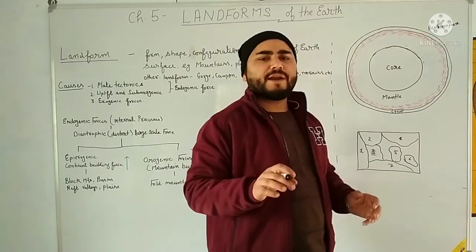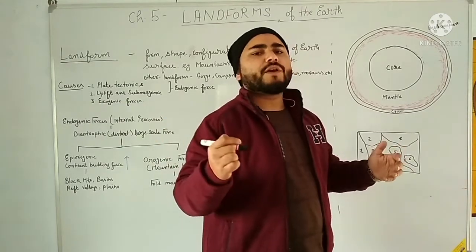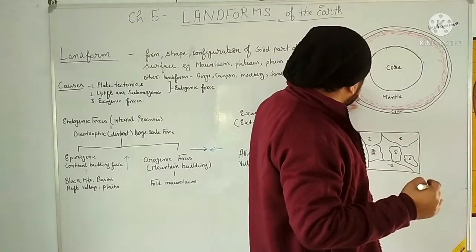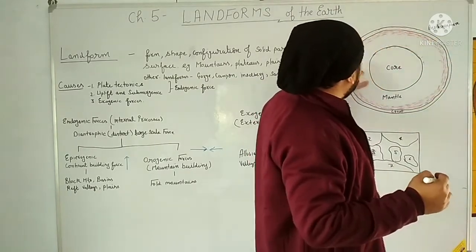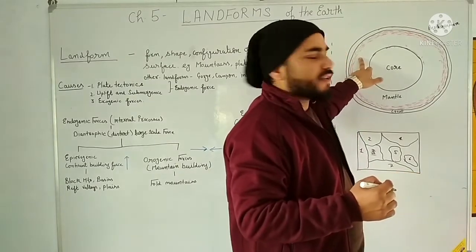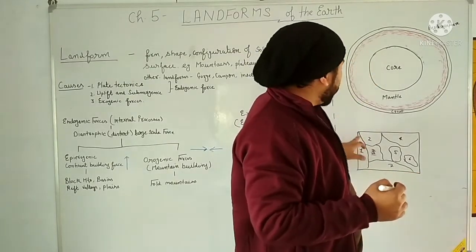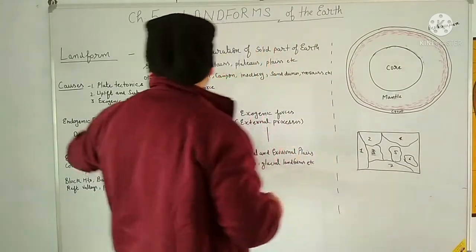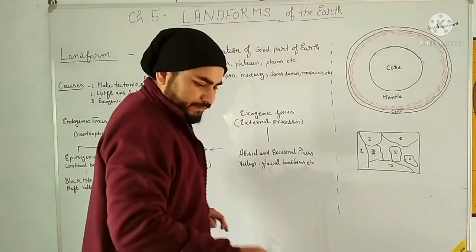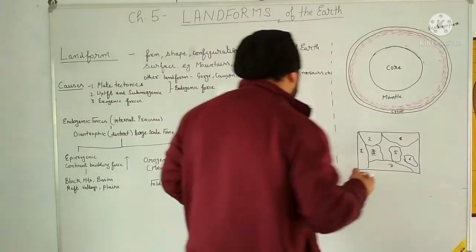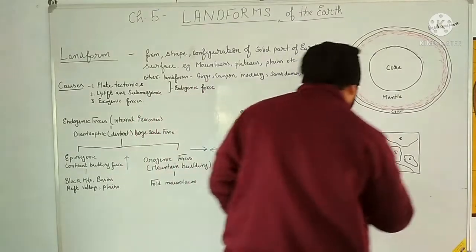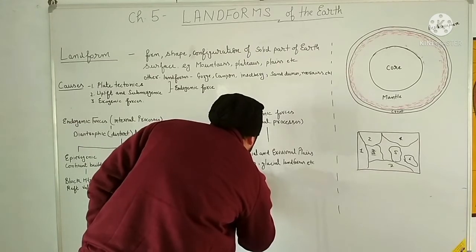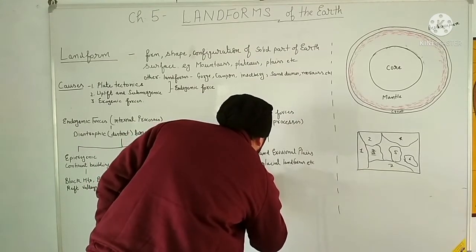These major tectonic plates keep moving or floating on the asthenosphere. This is the hard surface, and it is moving on the asthenosphere, which is in semi-molten form. Now, what are these seven major plates? The name of the first tectonic plate is the Pacific plate, which is found in the Pacific Ocean.